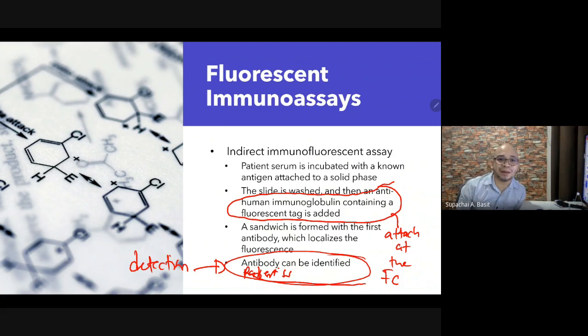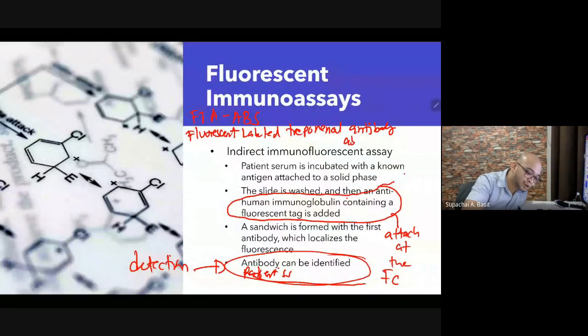The most common application, so there would be some sort of a sandwich. So the most common application of fluorescent immunoassay is the FTA-ABS, which stands for fluorescent labeled treponemal antibody absorption. So it is a treponemal test, an example of a very sensitive treponemal test for syphilis.